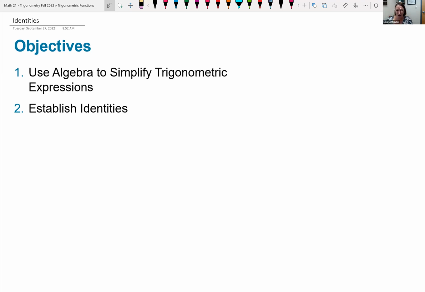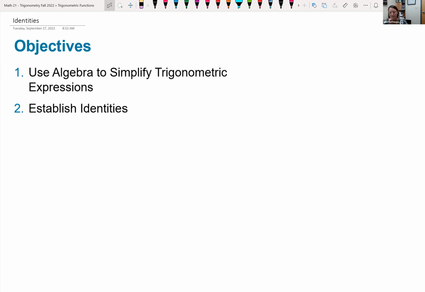Okay, so we just looked at solving trigonometric equations, and we're going to use some of the ways that we solve those trigonometric equations to help us in this next section, which is showing that identities hold true, or establishing identities. And the objectives are in front of us. We're going to use algebra to simplify expressions, and we're going to establish identities.